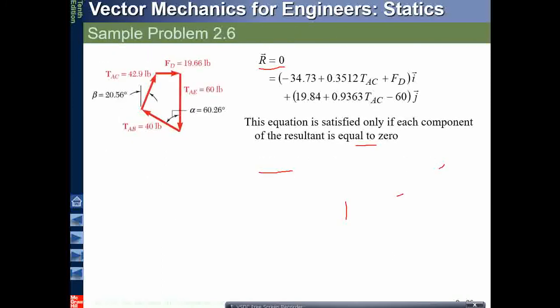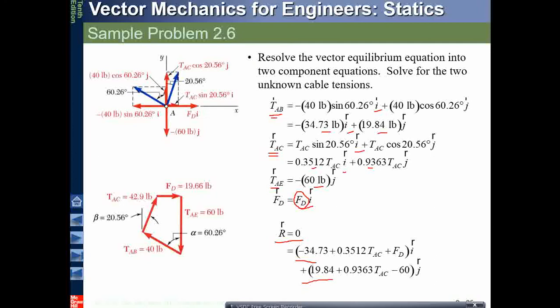I hope this is very much clear to you, what has been done. I request you to solve this problem by taking a copy and pen and try to resolve these components along the x and y directions by yourself. The more you do it by yourself, the more it becomes clear to you.